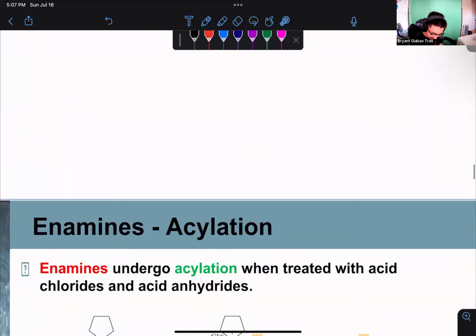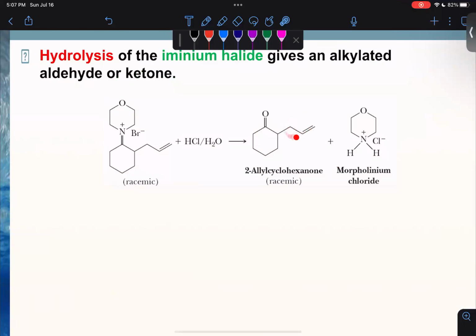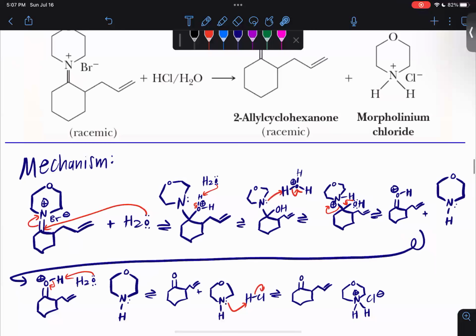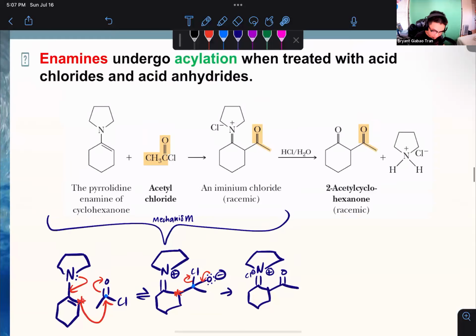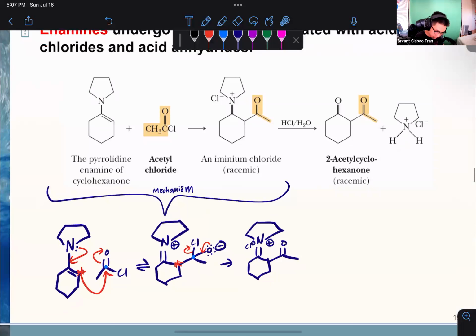Yeah, so acylation is when you're adding on an acyl group, which is a carbonyl. So alkylation is just adding an alkyl group, which is an R group. We see here this alkylation. You see how this is just a random R group with no carbonyls on it. Since it's just an R group, that's alkylation. But for acylation, we add an acyl group, which is a carbonyl group. And here's the mechanism for that.